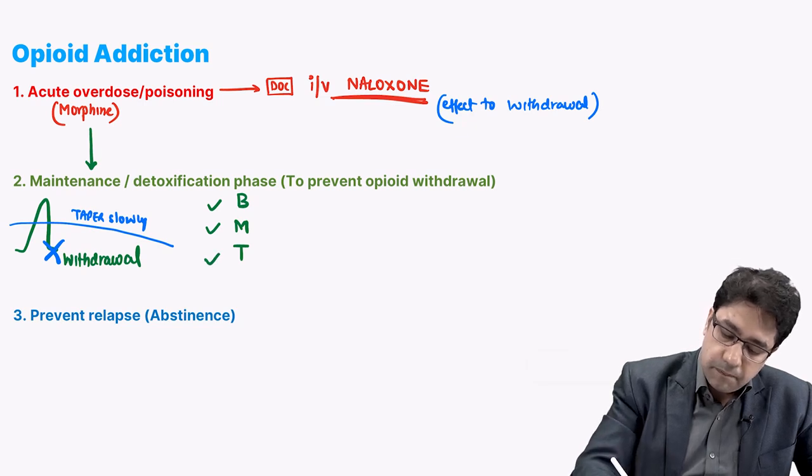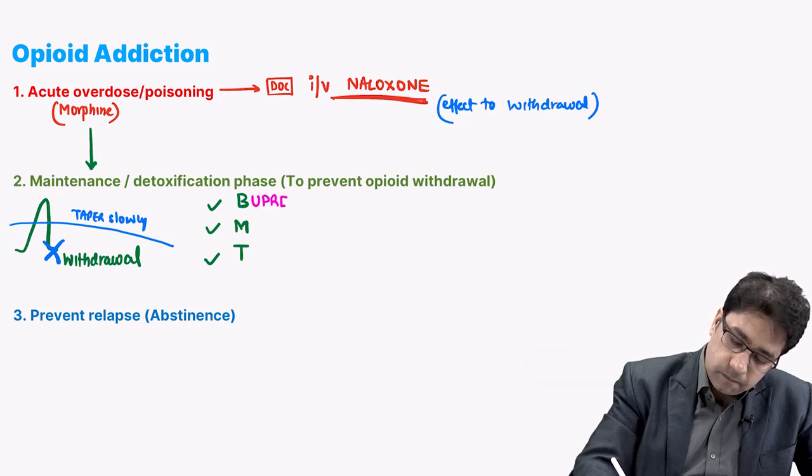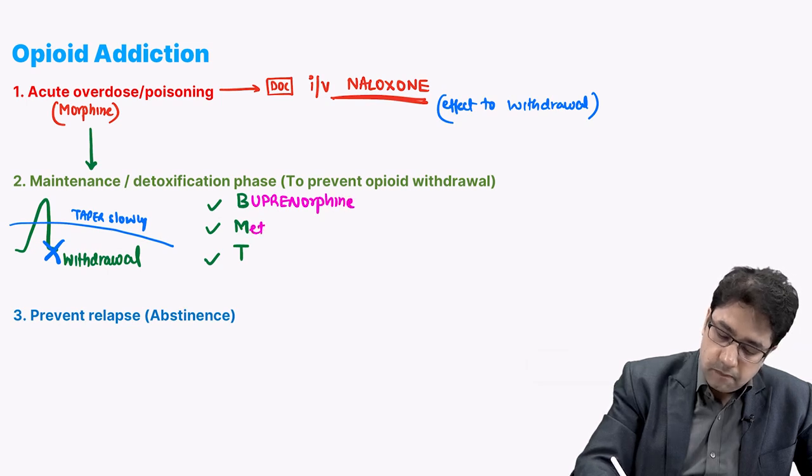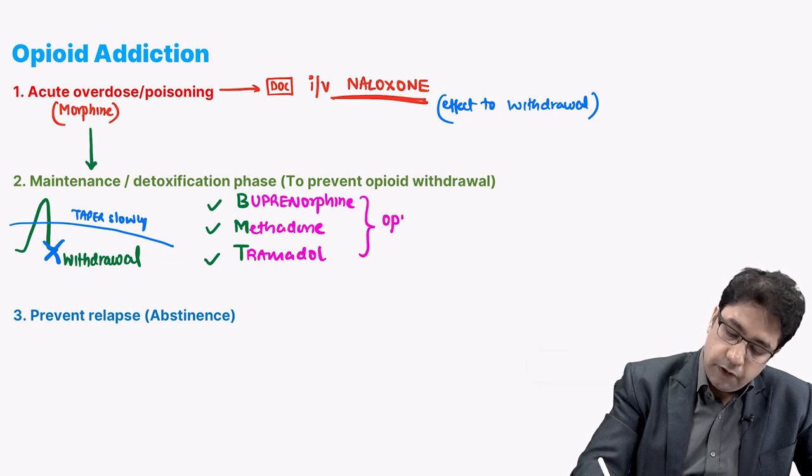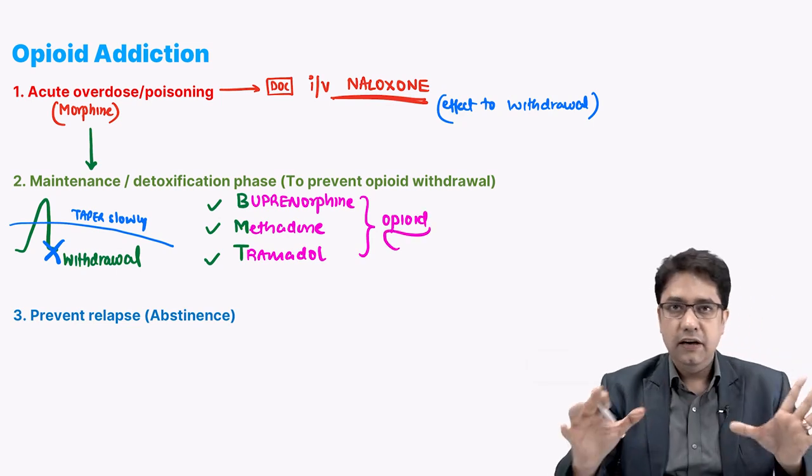To prevent withdrawal, 3 drugs are given. BMT, B stands for buprenorphine, M for methadone, and T for tramadol. So these 3 opioids are given to prevent opioid withdrawal because they are very long acting and less effective drugs.